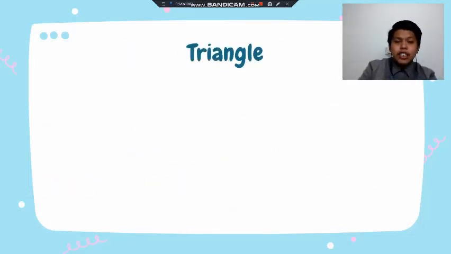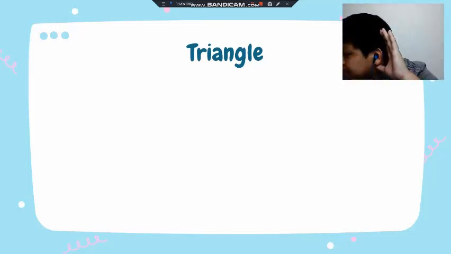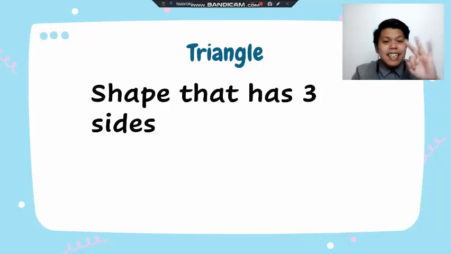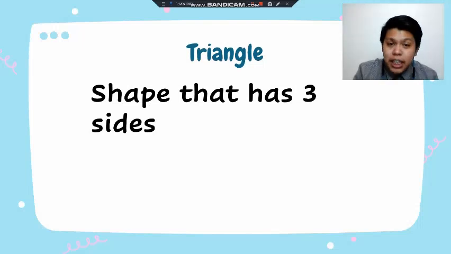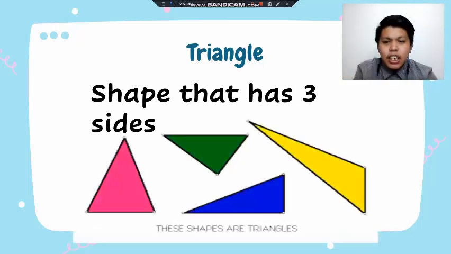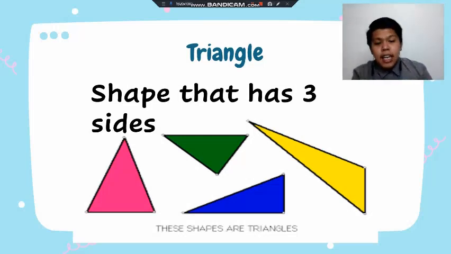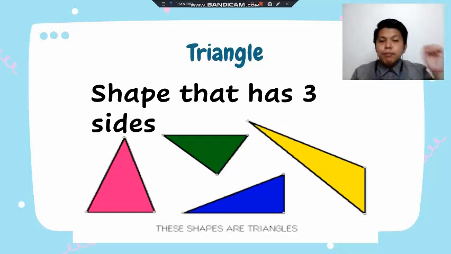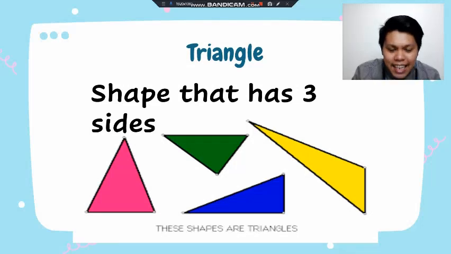First shape is a triangle. What is a triangle? Well done. Shape that has three sides. We can also say shape that has 3 points because we have point 1, point 2, point 3. Here are some examples. These shapes are triangle. They may not be perfect, but they all have 3 sides.